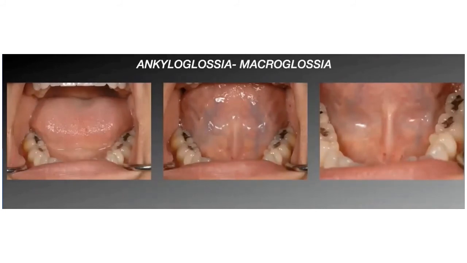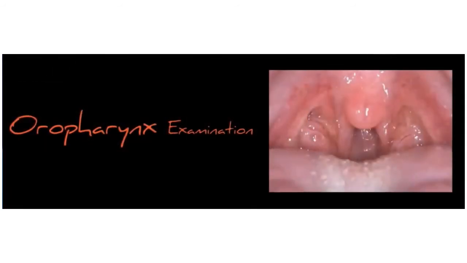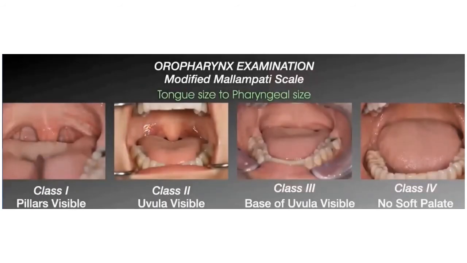So the macroglossia patient that we always deal with, both kid and adult, start thinking of tongue tie in those patients. The final part of the exam is the back of the throat. We got to check that for cancer, and your hygienist does as well. In the back of the throat, what can we see and what do we measure?